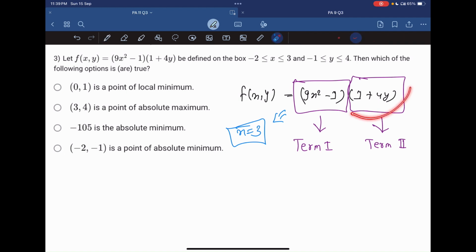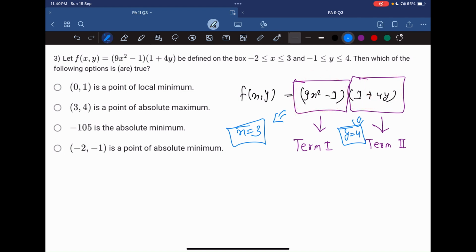Now for the y part, if we want to maximize this, it is a linear function. So it will be maximum when we take the y value to be the maximum. The y value would be maximum at 4. So 4 is the maximum value of y. So this term will achieve its maximum value when x is 3, while this term will achieve its maximum value when y is 4, and the whole function will get maximized when the individual terms get their maximum value.